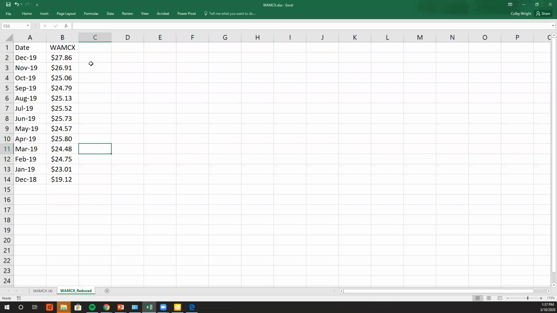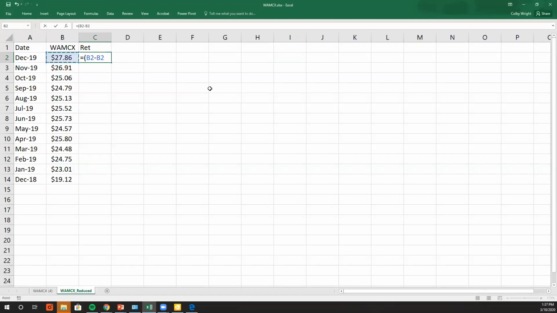Okay, so this is the actual price data for WAMCX from December of 2018 through December of 2019. What I want to do is calculate the return each period. How I would do this is I would take this month's price. This is monthly data, by the way.